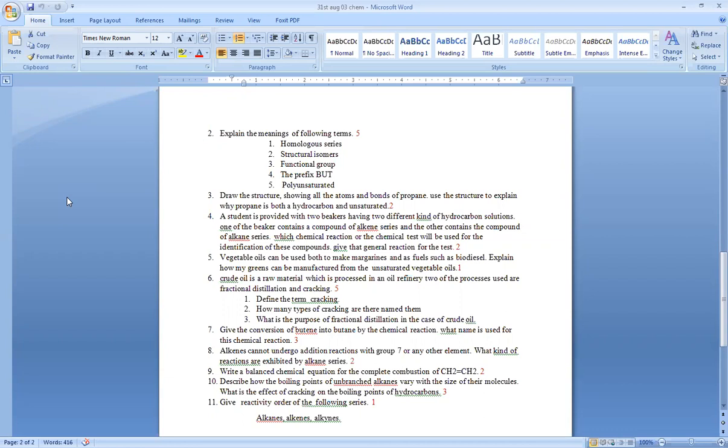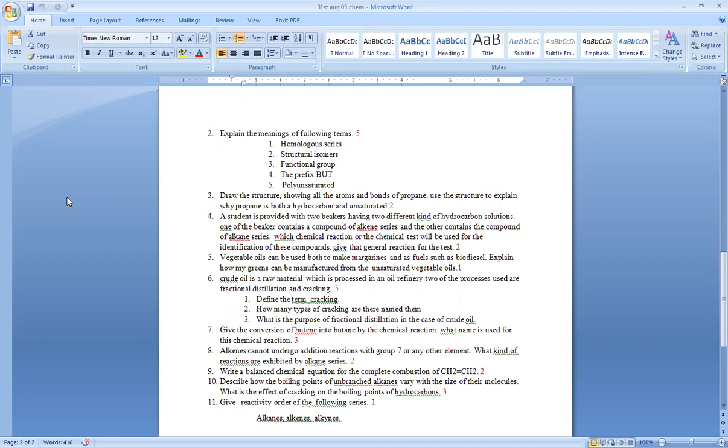Now what the functional groups are, and also you have to give one functional group example. Now the prefix BUT, you have to tell us what the prefix BUT actually means and for what number of carbon atoms it is used in the case of hydrocarbons. Clear? Now the fifth one is polyunsaturated.